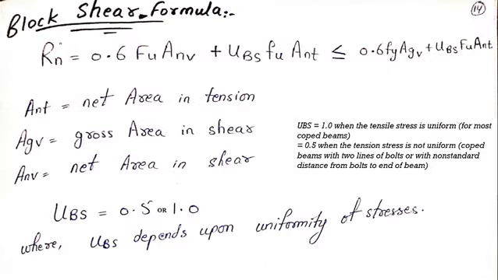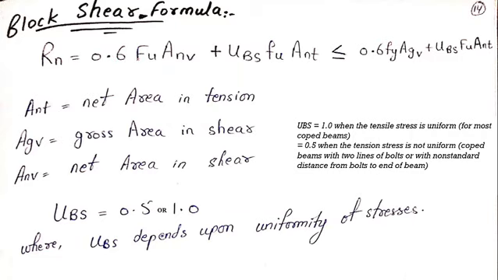Okay, this is the formula for nominal block shear strength. We can measure the nominal block shear strength using this formula. This formula is very informative. Fu is the ultimate stress of steel. For A36 it is 58 ksi. Fy is the yield stress of steel, and for A36 it is 36 ksi. And 0.6 is actually the ratio between Fy and Fu. If you divide 36 by 58, you will get 0.6.